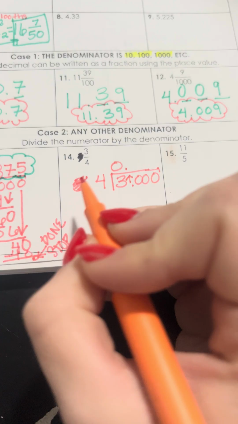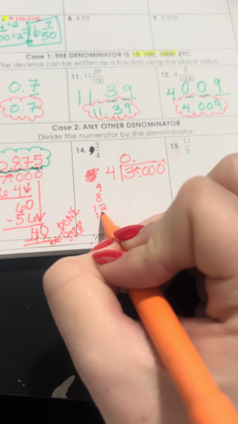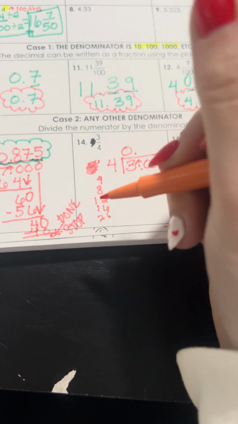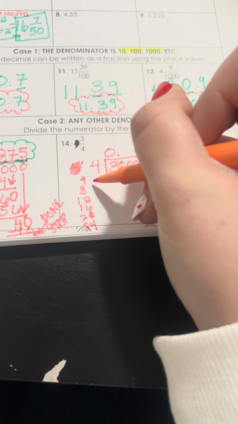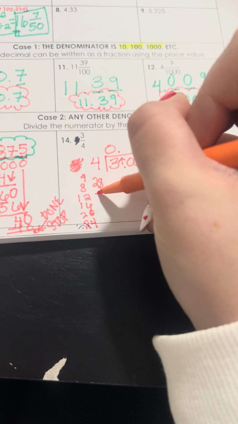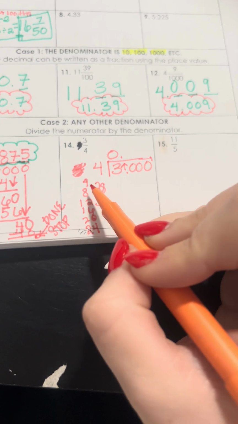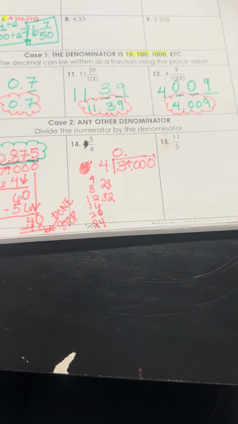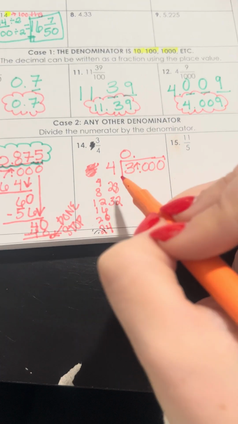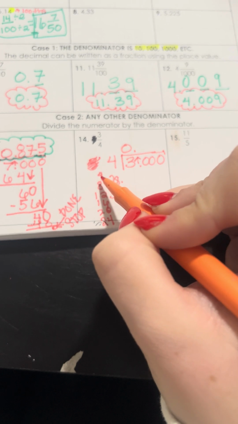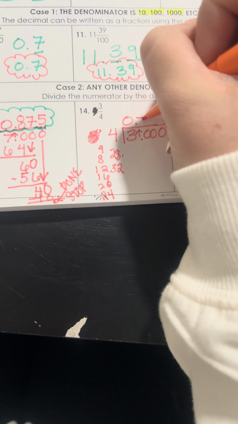If we need to skip count by 4s, we can. 4, 8, 12, 16, 20, 24, 28, 32. Okay. 4 goes into 30, so we're going to look for a number in our skip count that's not quite 30, or as close to 30 as we can get, but not over. So 28 is going to be the magic number, and that's 1, 2, 3, 4, 5, 6, 7 down. So 7 goes on top of the house.